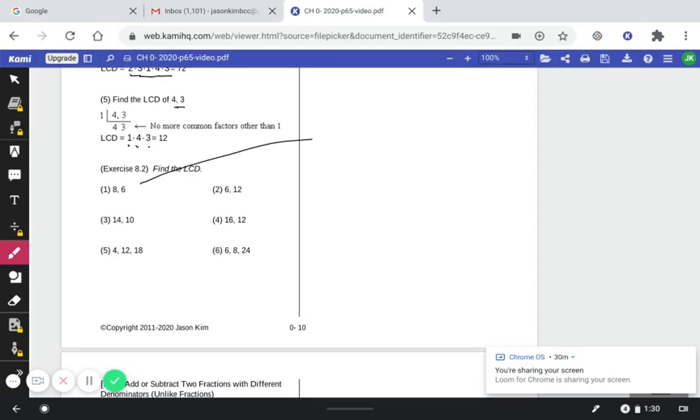So number 1, 8 and 6 have a common factor of 2, leaving 4 and 3, and no more common factor. So you multiply 2 times 4 times 3, 24. So the LCD of 8 and 6 is 24. The LCD of 6 and 12 is easy because 6 goes into 12 completely, and the bigger number is 12, so the LCD becomes 12.